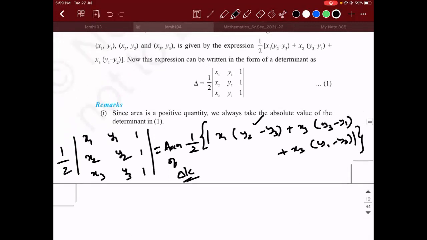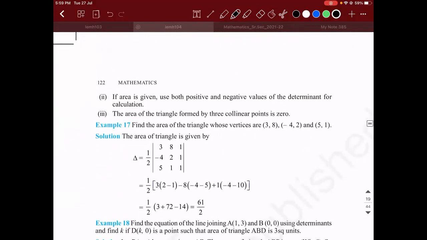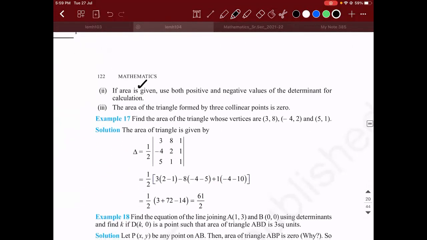So certain remarks to be noted are: first, since area is a positive quantity, we always take the absolute value. What do you mean by absolute value? You take the modulus of it. Secondly, if the area is given, use both positive and negative values of the determinant for calculation.